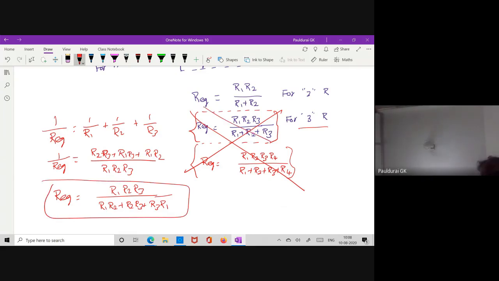Not this one. Similarly for 4 resistances, but 4 resistances again வராது. You don't worry. Maximum போனா 3 resistance வரைக்கும் போகலாம். So இந்த formula நீங்க வச்சுக்கோங்க for 3 resistances. For 2 resistances, this formula. Otherwise, always remember the concept 1 by R equivalent. This is the best practice.